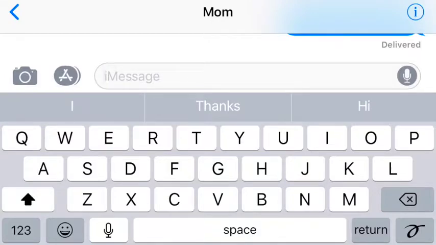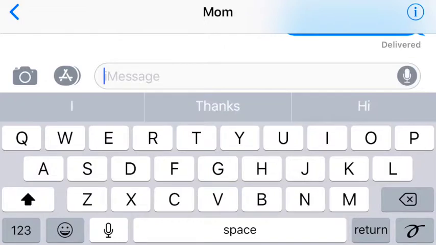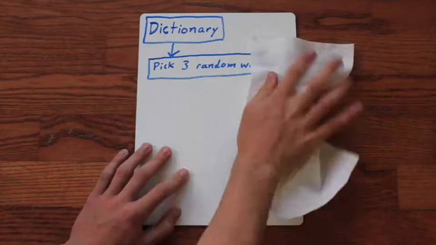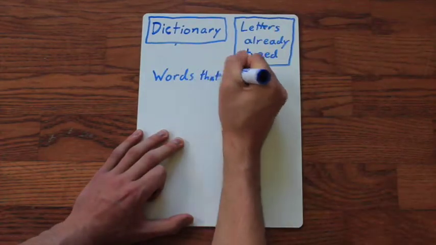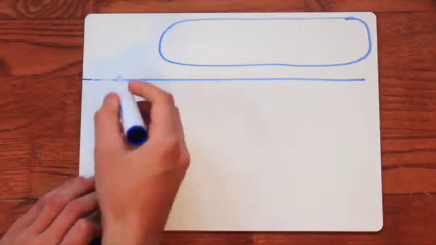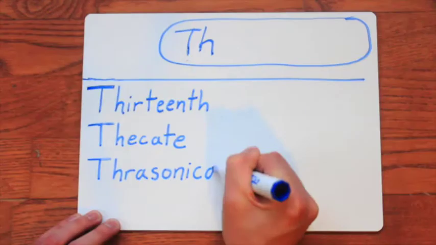How can we make this program better? Well, predictive keyboards can use letters that are already typed, right? If you start typing part of a word, it can change what's suggested based on that. So we can look at that in our program and only suggest words that fit what's already been typed. Let's say we've already typed the letters TH. Then this program would suggest 13th, thecate, and thesonical. Not really helpful. The problem with our program so far is that it's only suggesting really uncommon words.